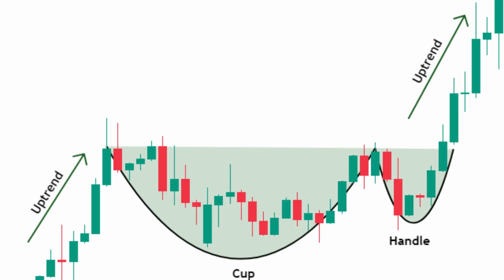Now, let's see this on a real chart. Look here. The price first creates a strong uptrend. Then it slowly pulls back, forming that rounded bottom we call the cup. Following that, a small handle forms, meaning the price takes a little break and consolidates. And then, the moment it breaks above the top of the handle with a strong candle, the trend continues right from where it left off.